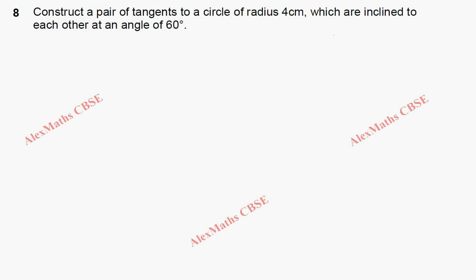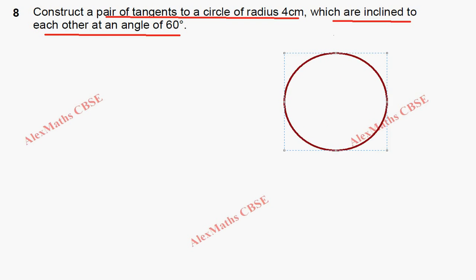Question number 8. Here we have to construct a pair of tangents to a circle of radius 4 cm, and those two tangents are inclined to each other at an angle of 60 degree. Let's take a rough diagram. We have a circle like this. From the external point, we have to construct two tangents to the circle. This is one tangent and this is the other tangent. And these two tangents should incline to each other at an angle of 60 degree. We have to draw this. This is a rough diagram.